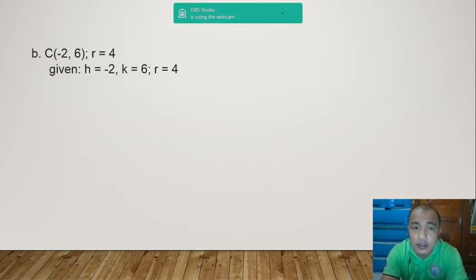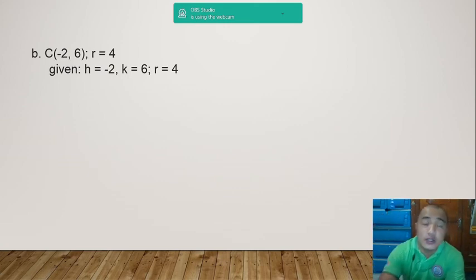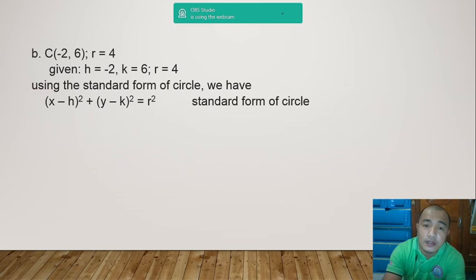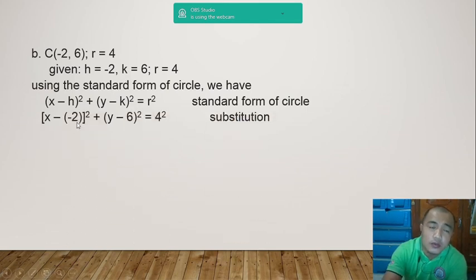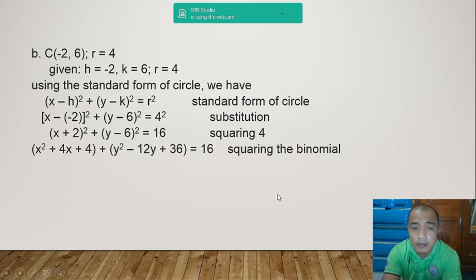Now let's proceed to letter B. Given the center (-2, 6), radius is 4. Find the equation of the circle. So given (-2, 6), h is -2, k is 6, r is 4. Then substitute these into the standard form of the circle. Substitute: x minus negative 2 becomes x plus 2. Square the 4, it becomes 16. 4 times 4 is 16.